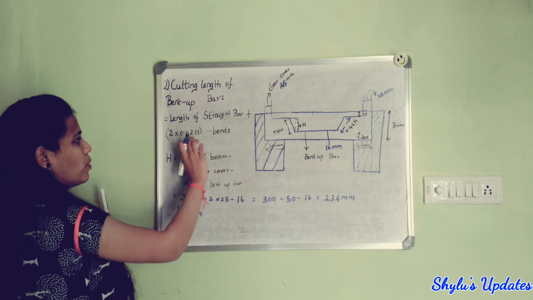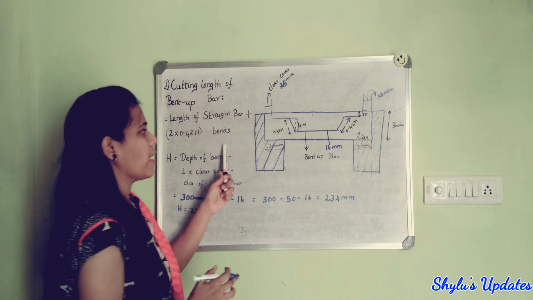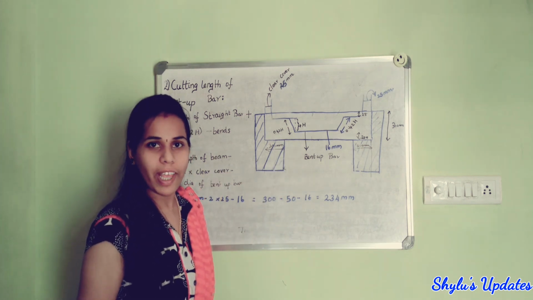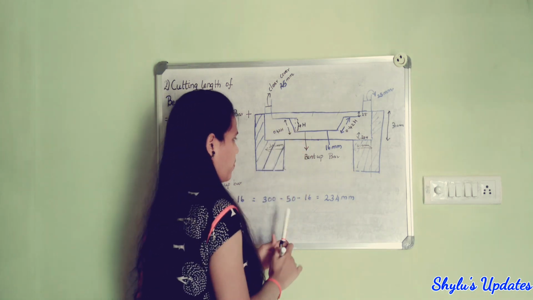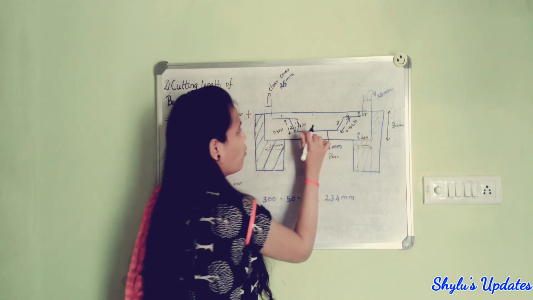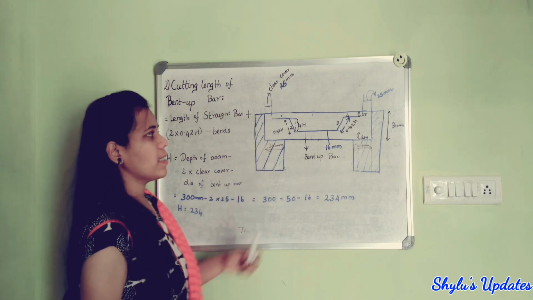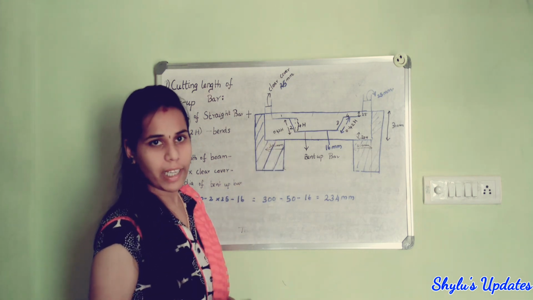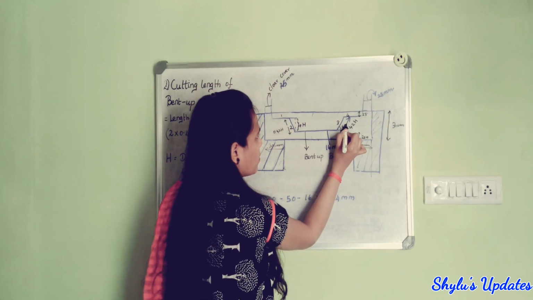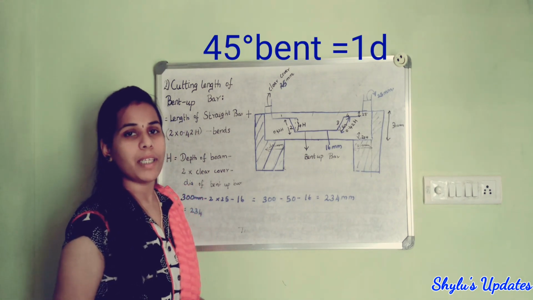Now the length of straight bar we know, and the h value also we know. So how to find the bends? In this bend up bar, how many bends are there? 1, 2, 3, 4. 4 bends are there. So we have to consider 4, and also this rod is bent at 45 degree angle. So for 45 degree, we have to take 1 into diameter of bend up bar.